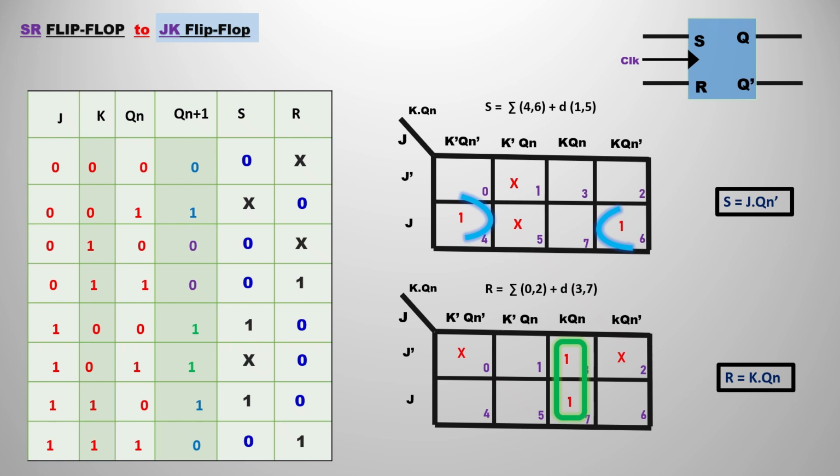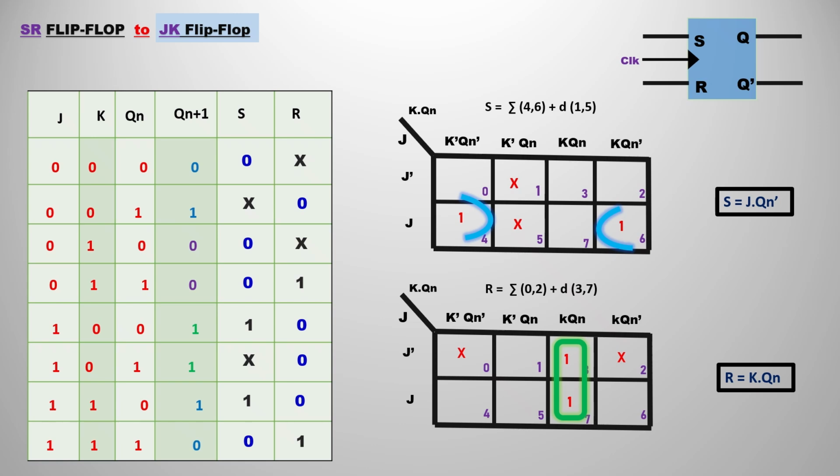So according to that, I have taken the K-map. It is a 3-variable K-map because we have 3 variables, that is J, K, Qn. We should not take the next state, that is Qn plus 1. We should only consider J, K, Qn. After filling the K-map, you are going to map the 4 and 6 positions as a group. Don't group the don't cares. So you are going to have the output expression of S as J, Qn bar.